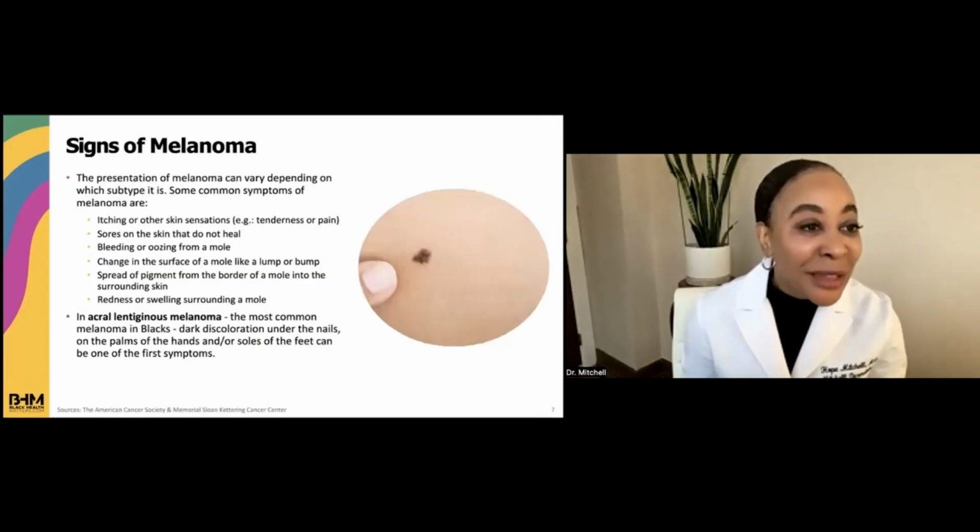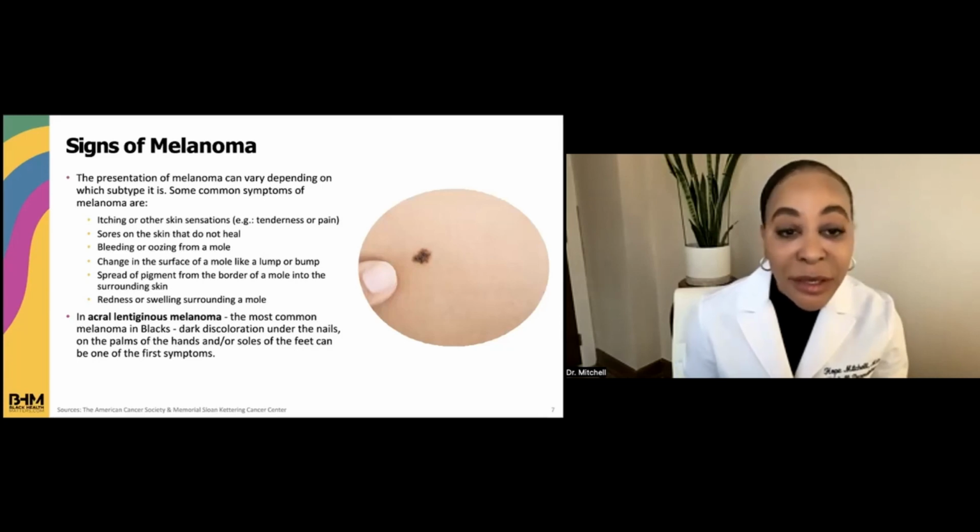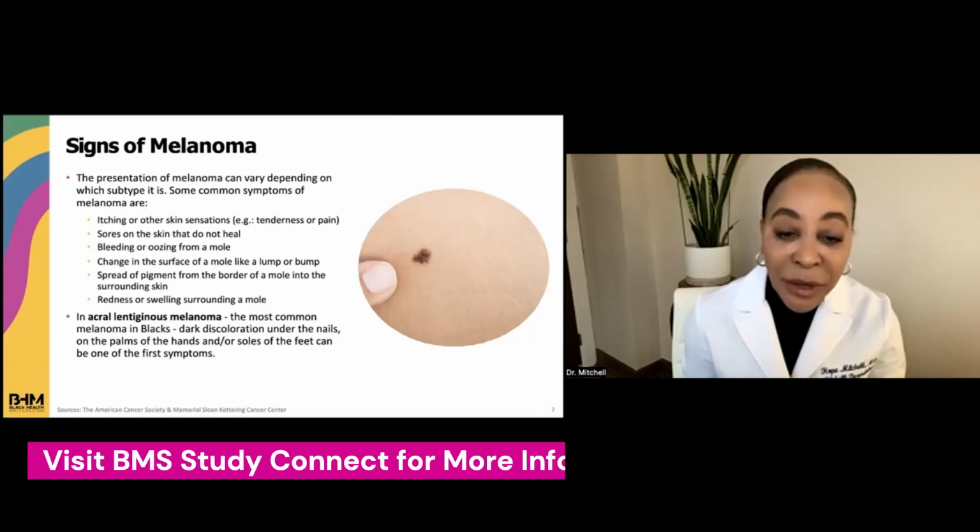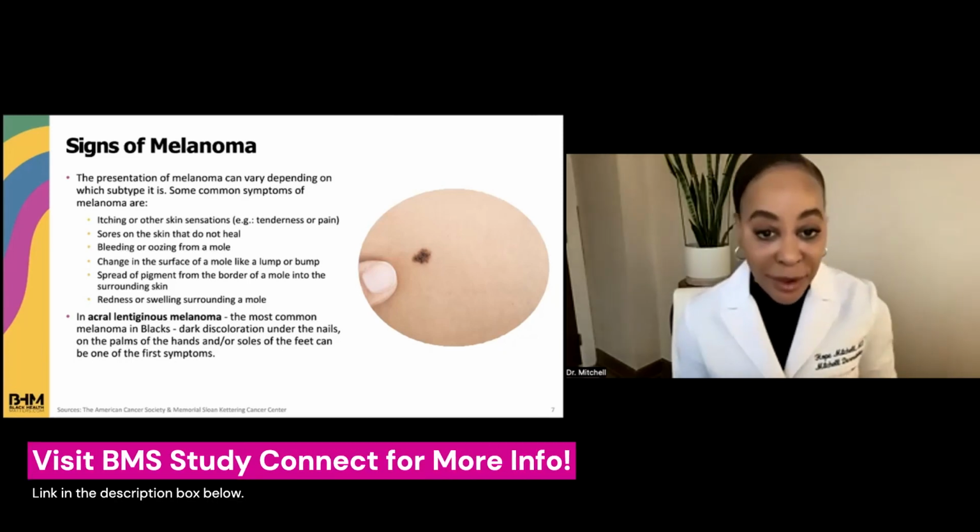So let's talk about the signs of melanoma. The presentation of melanoma can vary depending upon the subtype. The ABCDEs of melanoma is an acronym that can help you detect melanoma. So let's put that acronym onto this diagram.